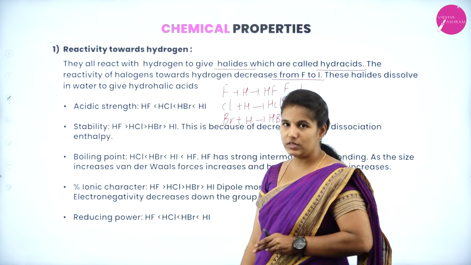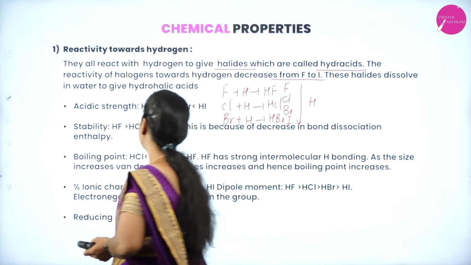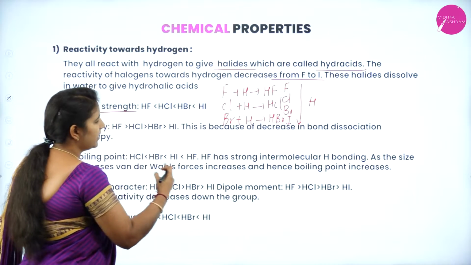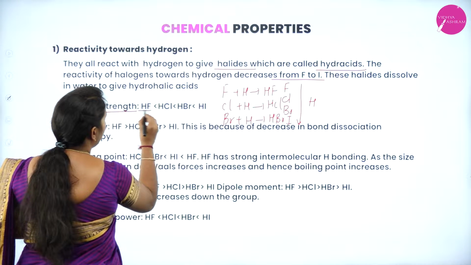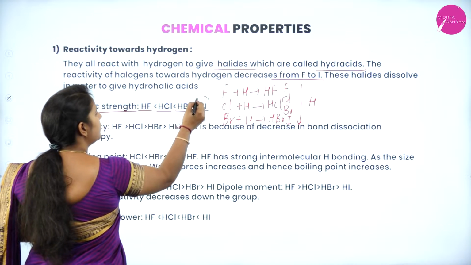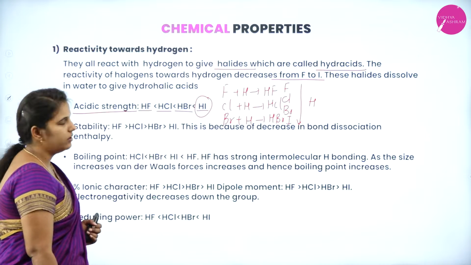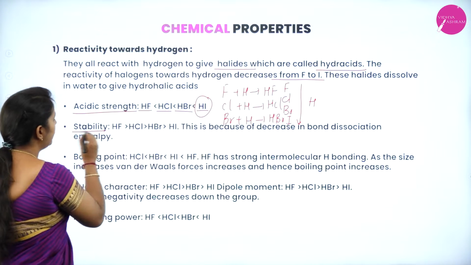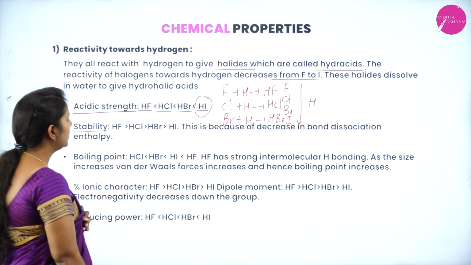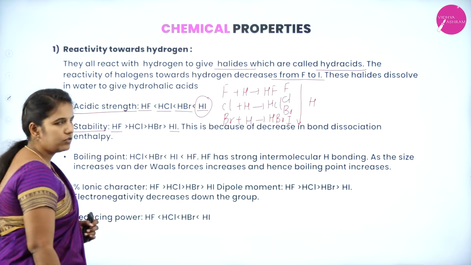And the acidic strength of the group 17 hydrides will be in this order. You can see that the acidic strength increases down the group: hydrogen fluoride, hydrogen chloride, hydrogen bromide and hydrogen iodide. Hydrogen iodide has more acidic strength as compared with hydrogen fluoride. And coming to their stability, you can see that the order decreases down the group. Hydrogen fluoride is more stable than hydrogen iodide.